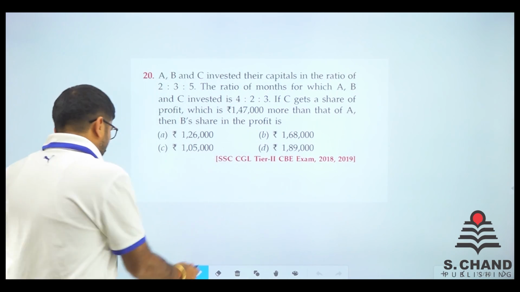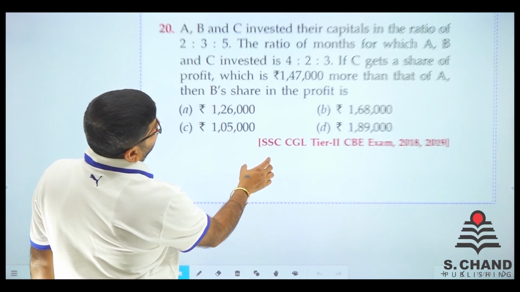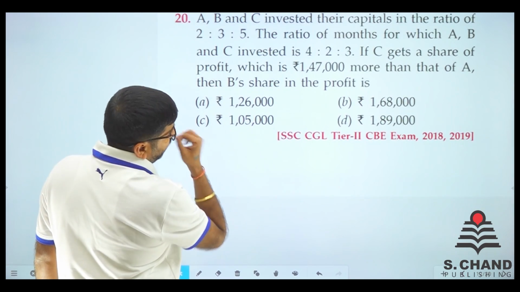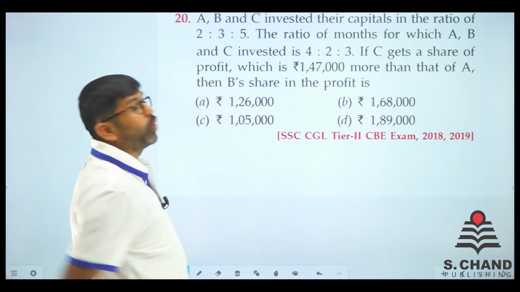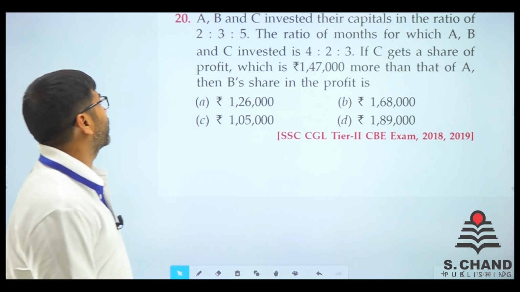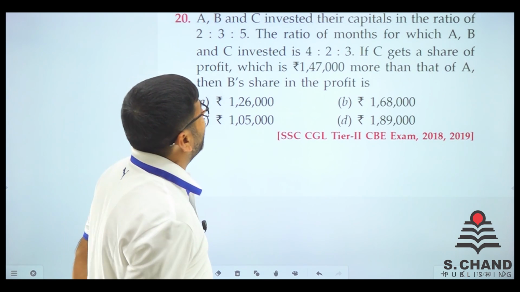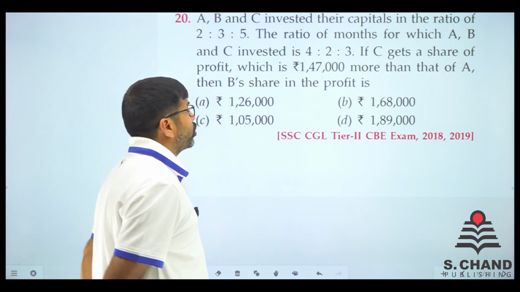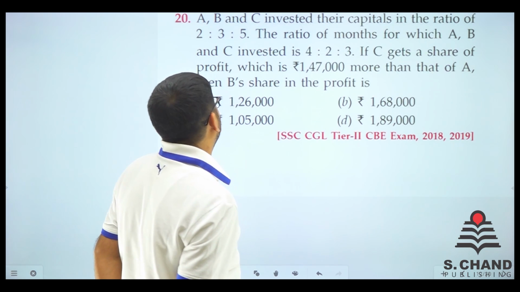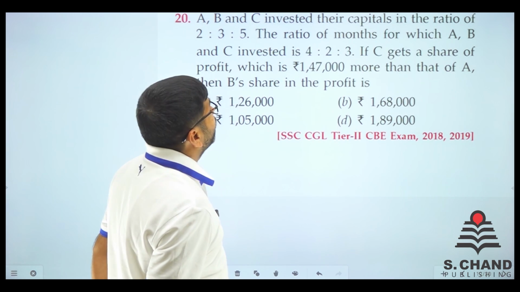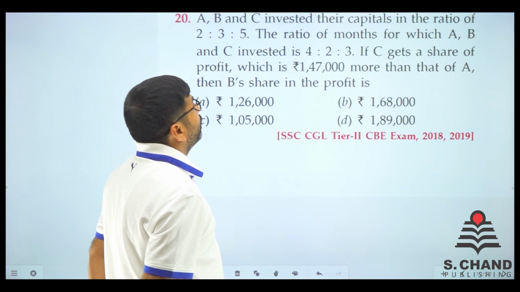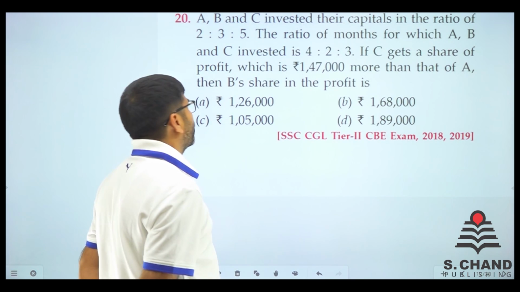Here we go. Question number 20 for you all. Let's see. This is also a previous year SSC CGL Tier 2 exam, so it must be a very good question. A, B, C invested their capitals in the ratio of this, and the ratio of months for which they invested was 4:2:3. If C gets a share more than A than B's share in the profit.